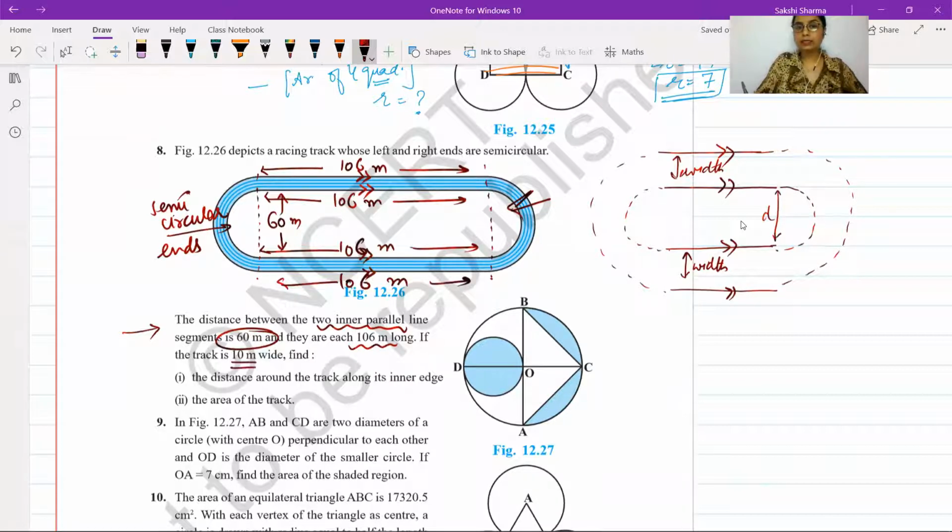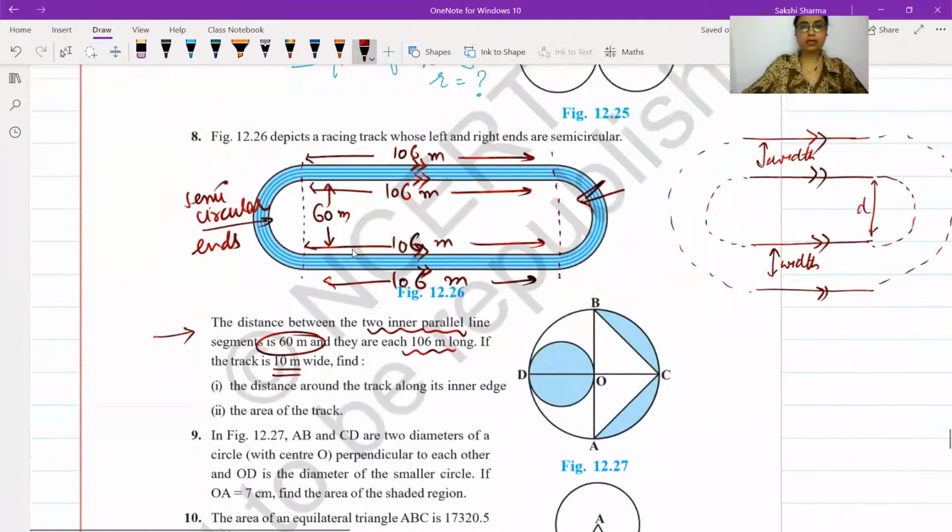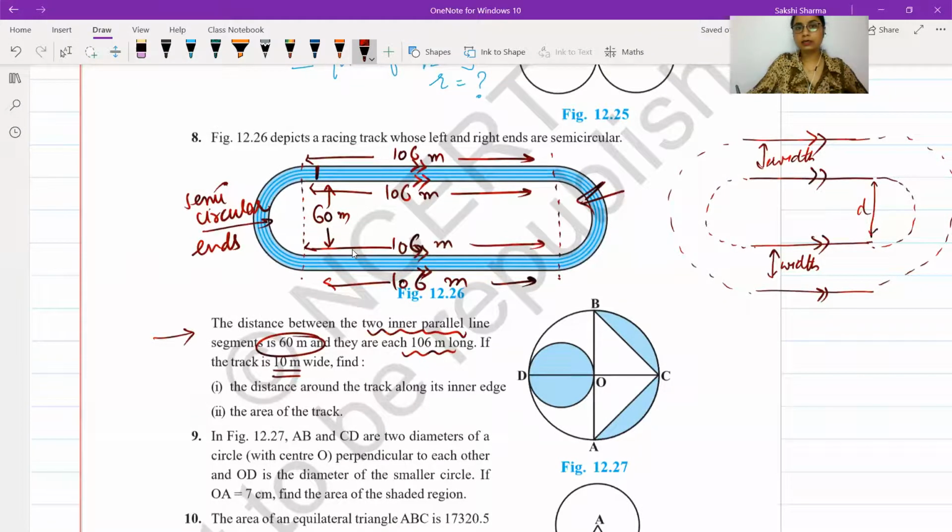The track is 10 meters wide, so the width of the track will help you find out the dimensions for the 2 semicircles which are formed here. Let me just mark here. The width is 10 meters all around.